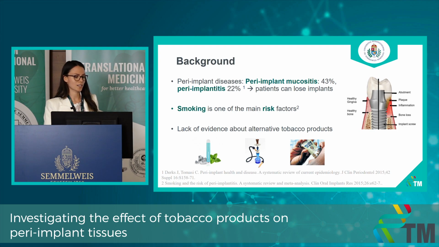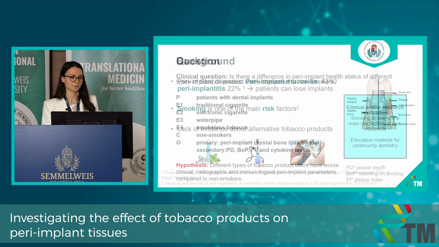As we know, smoking is one of the main risk factors of peri-implant diseases, and its role has been numerously investigated in many studies. But in recent years, alternative tobacco products are gaining more and more popularity. For example, electronic cigarettes, water pipes, and smokeless tobacco. And people generally think that they are a safer alternative to traditional smoking. But actually, there is a lack of evidence about them, so that's why we want to investigate it.